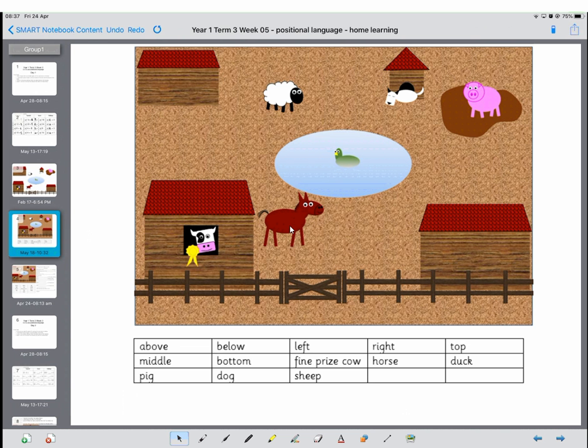Brilliant, that's the horse. Okay, so what you're going to be doing now is identifying animals based upon those descriptions. So if we look at the next page, I'm going to read it through and then you and your grown-ups can do it. And that's all there is today to do for this lesson.